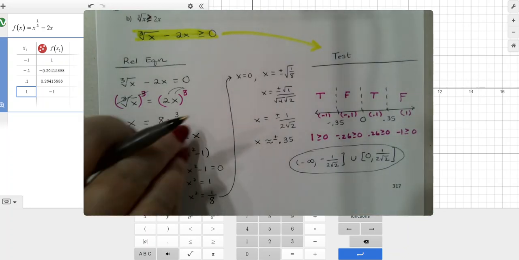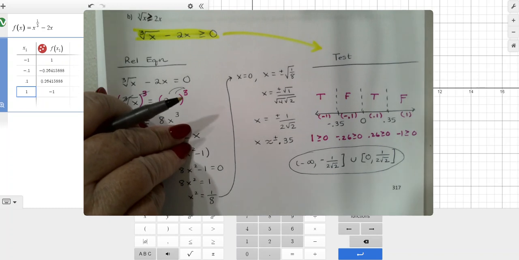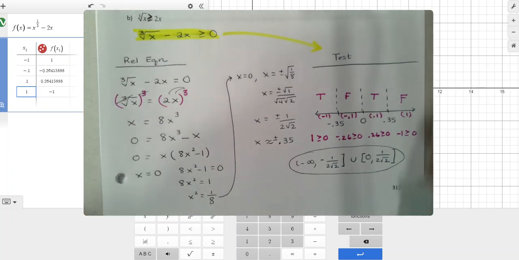All right, so there are inequalities solved with the same basic system as what we've seen before. And that brings us to the end of 7.3.